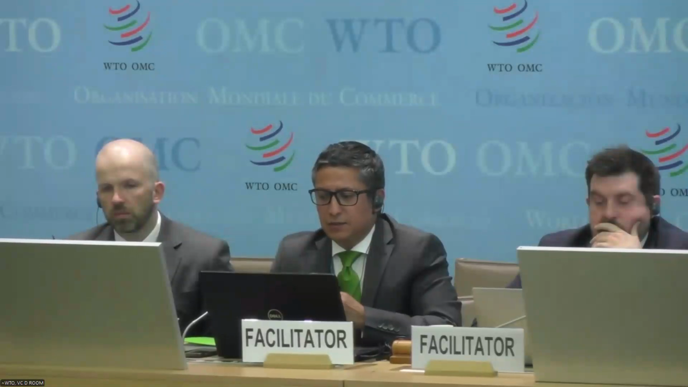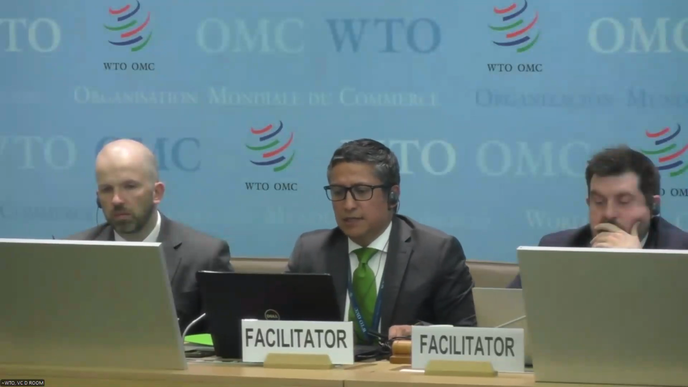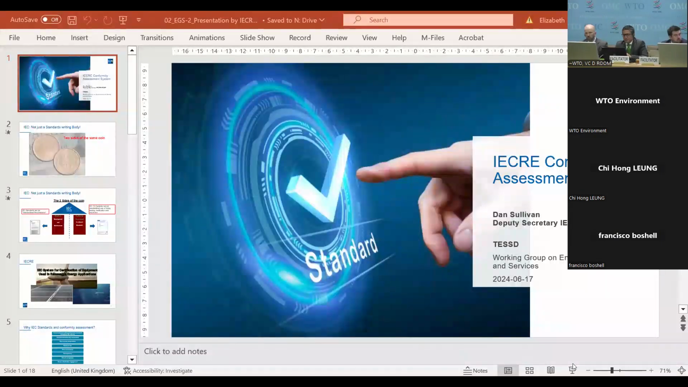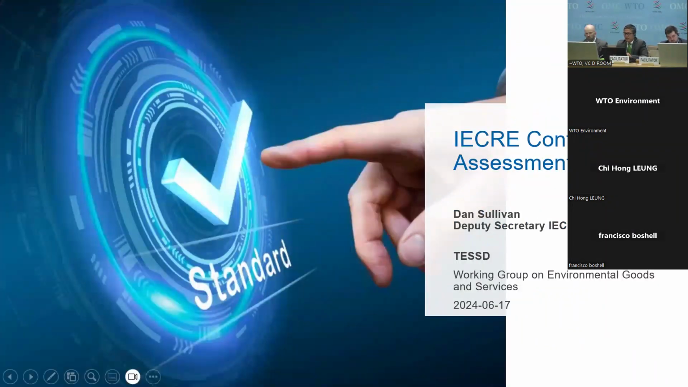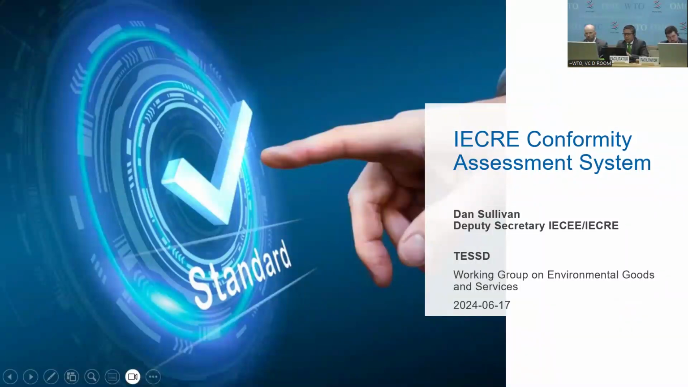Let us now hear the second presentation on the program. It is our pleasure to welcome on the podium Dan Sullivan, Deputy Secretary at the IECRE, which stands for IEC System for Certification to Standards Relating the Equipment for Use in Renewable Energy Applications. We look forward to learn more on international collaboration at IECRE on standards and conformity assessment on renewable energy equipment. Dan, the floor is yours.